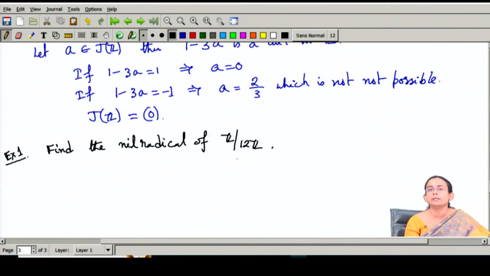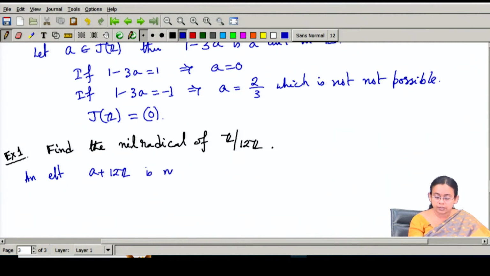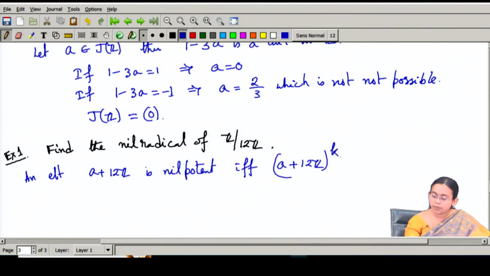So, let us see how to find the nil radical for this ring. The nil radical is nothing but the set of all nilpotent elements. So, if an element is nilpotent in this ring, what does that mean? An element A plus 12Z is nilpotent if and only if some power of this element, A plus 12Z, is equal to 0 for some positive k. What does this mean?